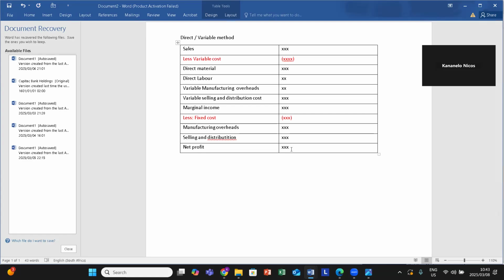We treat our fixed manufacturing overheads as period cost. And then what about the absorption method? Under the absorption method, this is how we're supposed to prepare our net profit according to the absorption method.